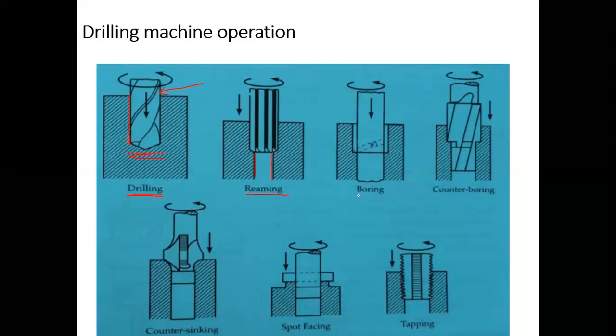And then the next operation is boring. So what we used to call as boring. Here, what happened is you are smoothening an already existing surface. Maybe there are some cutting chips or some uneven, rough surfaces. The rough surface you are making very smooth by using a tool called a reamer. So this tool is called a reamer tool. So that is the reaming operation, using the reaming tool.